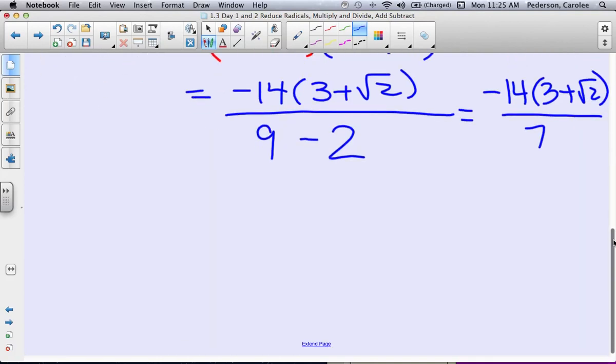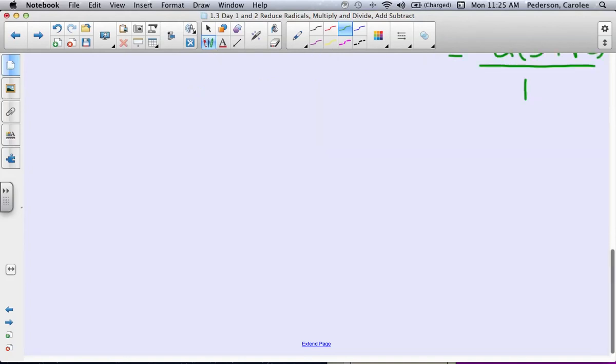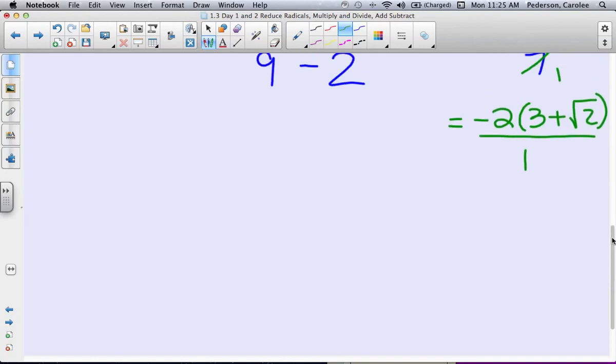And now, look what can cancel. I can divide 14 by 7. I can divide 7 by 7. So now I have negative 2 times the quantity 3 plus the square root of 2 over 1. I can drop the 1 and then distribute the negative 2 through. So I get negative 6 minus 2 square roots of 2.